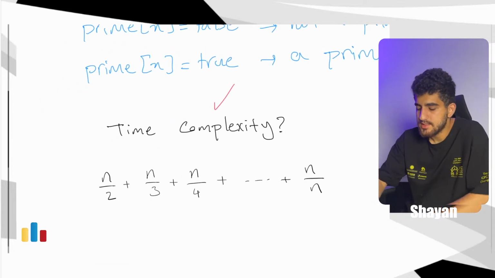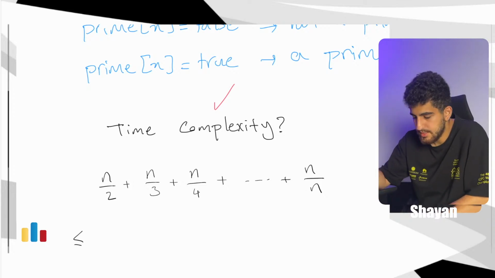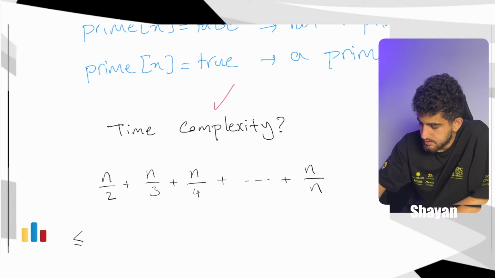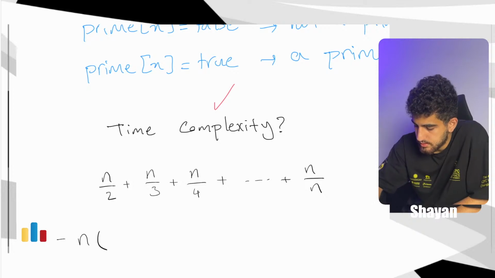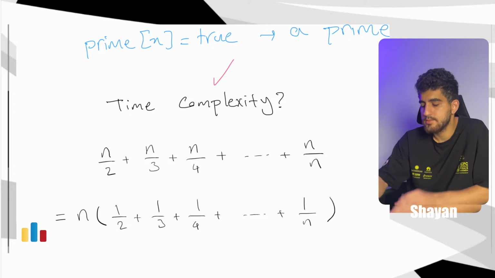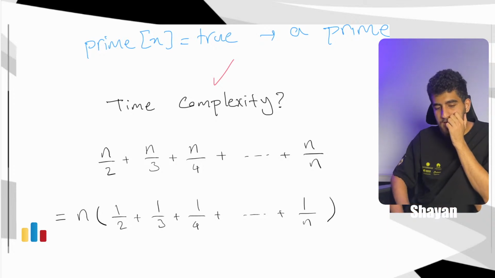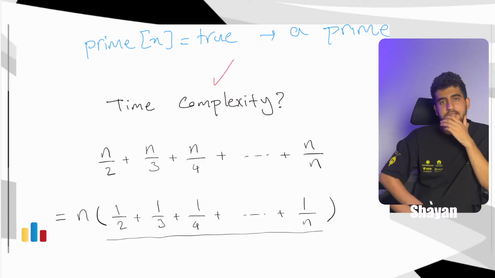And let's assume that we have some n over 1 as well. I mean, let's say that, first of all, this is equal to n times 1/2 plus 1/3 plus 1/4 up to 1 over n. So it is equal to n times this. And this is a very important thing. It is a very famous thing.